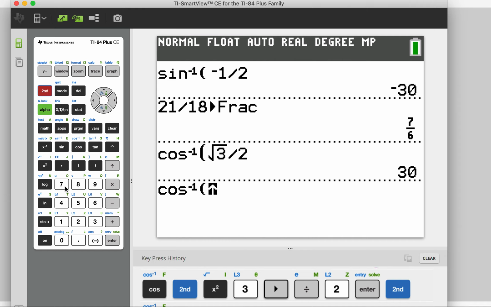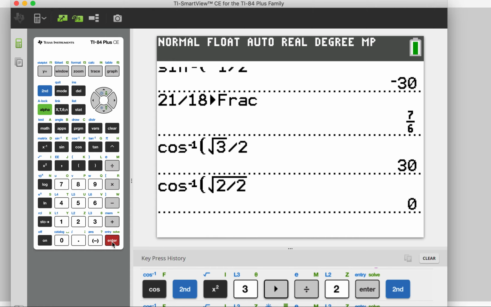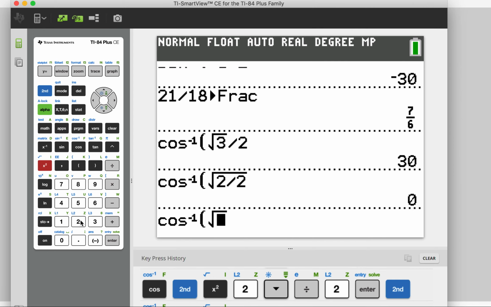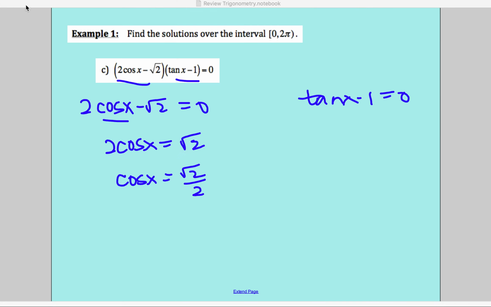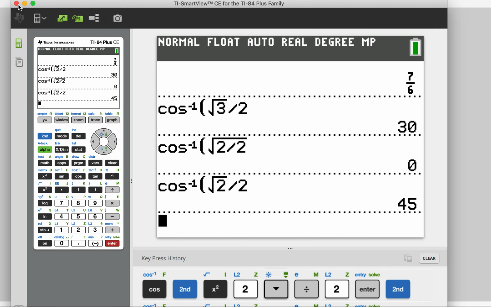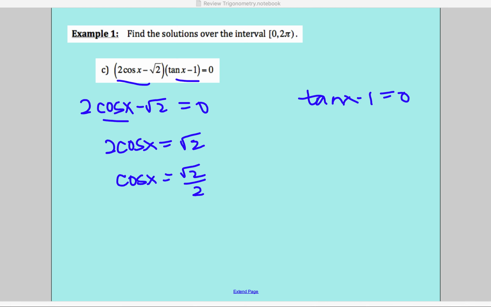Those should be your favorite ones. Those are your 45-degree angles. But I'm going to type it in, square root of 2 divided by 2. Oh, I mistyped it. Square root of 2. Got to get out from underneath that radical. There we go. Divide by 2. So we get 45 degrees. So my first answer is 45 degrees.